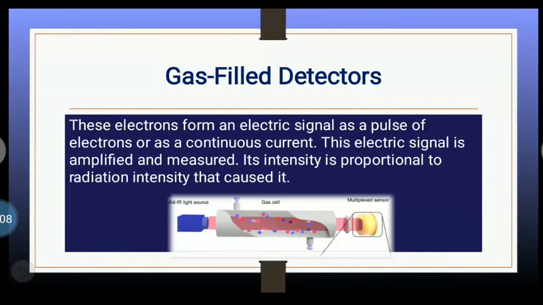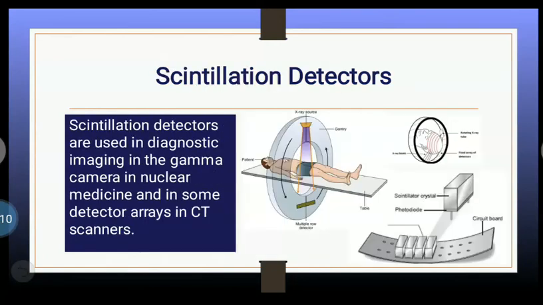Now, let's come to scintillation detectors. As we mentioned earlier, this is not used either for personal monitoring or for survey fields. It is used as a detector in diagnostic imaging, in the gamma camera such as in nuclear medicine, and in some detector arrays in CT scanners. So, consider this the gantry of your CT scan.